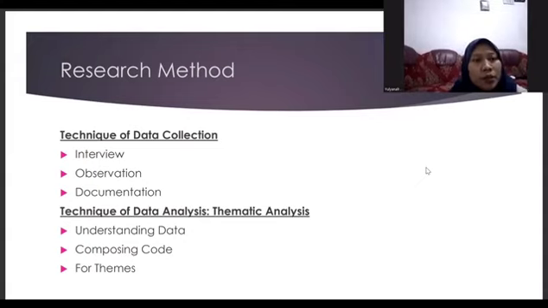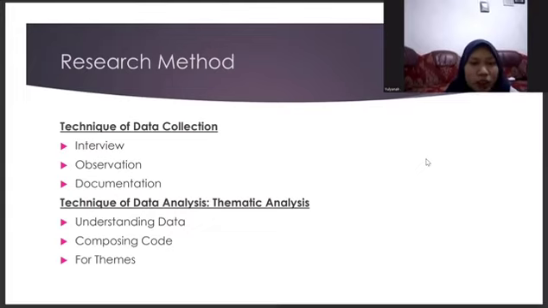And then the composing code. Composing code is the second stage in the thematic analysis process. To start coding, think of it like a librarian who is determining the subject of a book title, or like a reader trying to find the main idea of a paragraph.